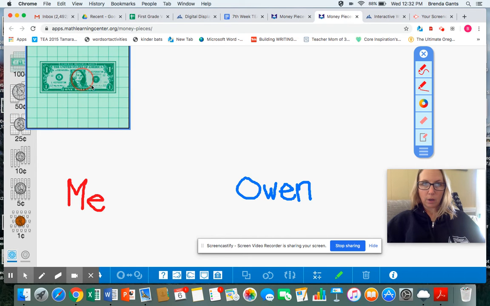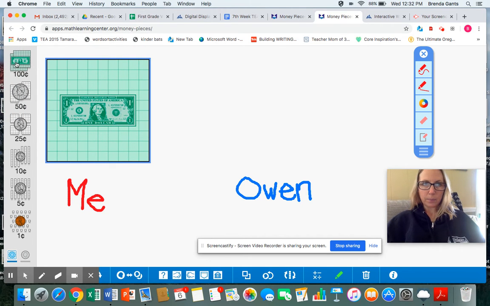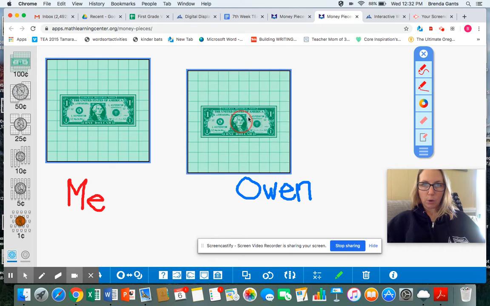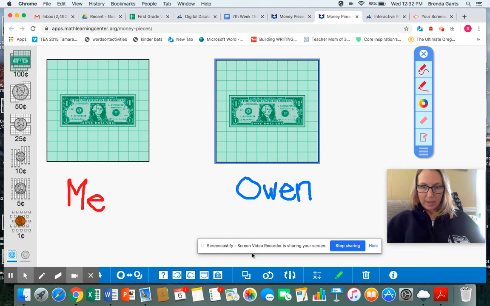I put out a whole dollar for me, and I put out a whole dollar for Owen. Then I picked up the pen. I knew I picked it up when it was straight up and down, and I chose the color red to write my name. Then I changed the marker to blue to write Owen's name. I made a mistake before, so I picked up the eraser. I knew I had it because it was up and down. And when I'm done with it, I have to put it away.